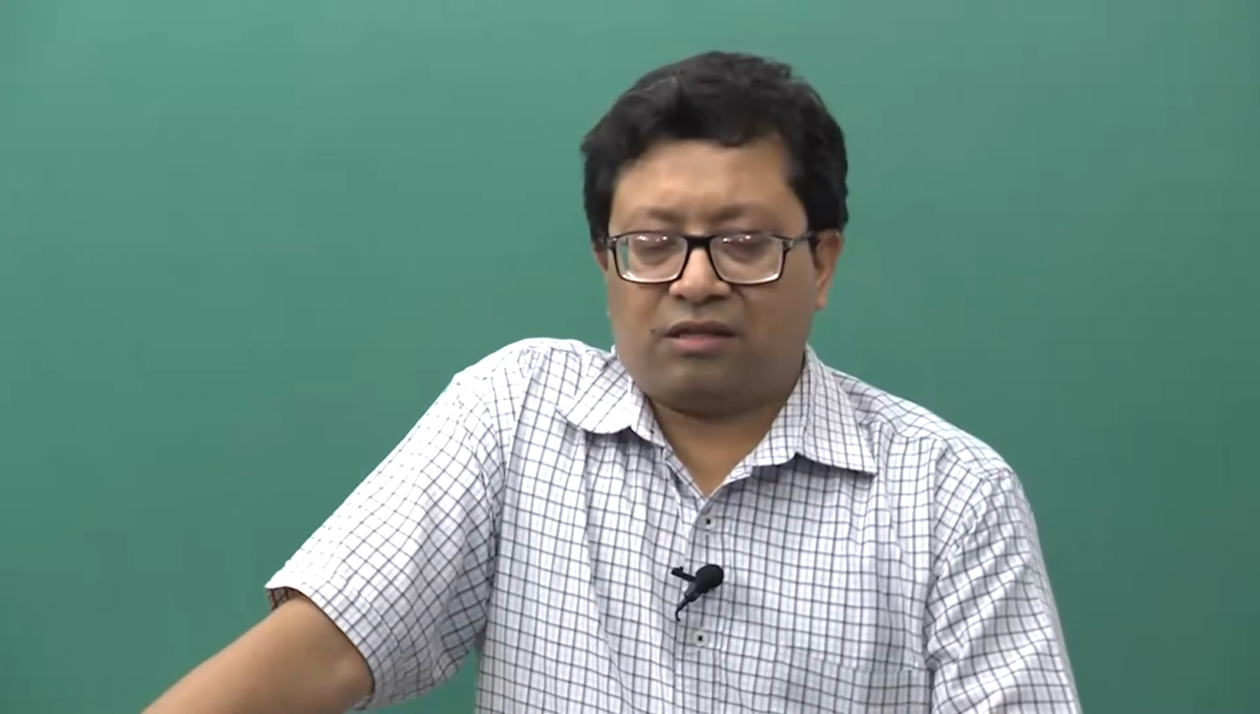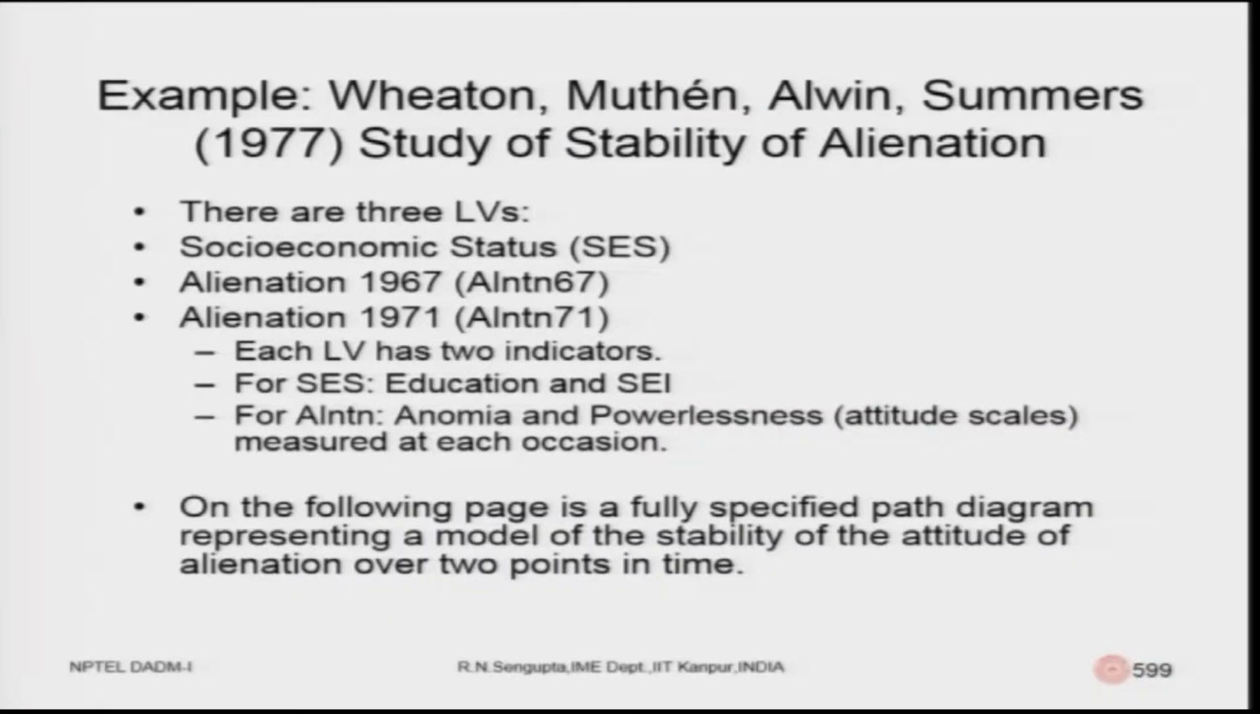So, let us consider the example of Eaton, Muthen, Alvin and Summers. This is a study of the stability of alienation. There are 3 latent variables, and we consider socioeconomic status and the alienations of 1967 and 1971. These are the 3 variables we take, and each latent variable has 2 indicators. So, for example, for SES, which is the socio-economic status, you will have education and socio-economic position.